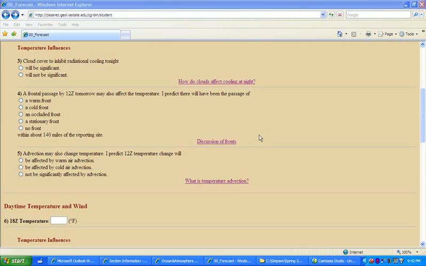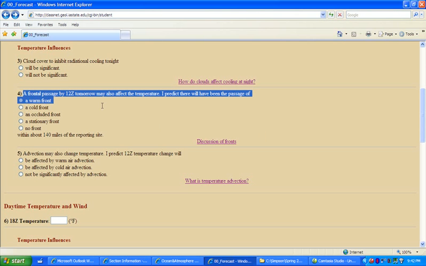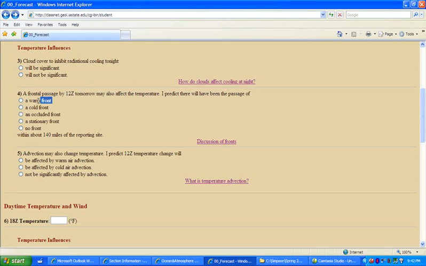Okay, the next part of this forecasting module is a discussion of fronts. You actually have two questions in terms of fronts. Actually, three questions. The first one is a frontal passage by 12Z tomorrow may also affect the temperature. I predict there will have been the passage of either a warm front, cold front, occluded front, stationary front, or no front within 140 miles of the reporting station.